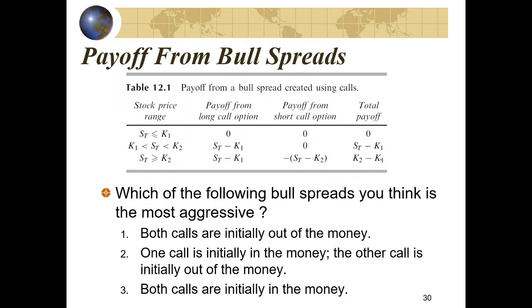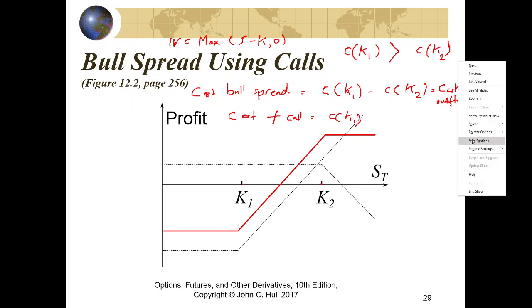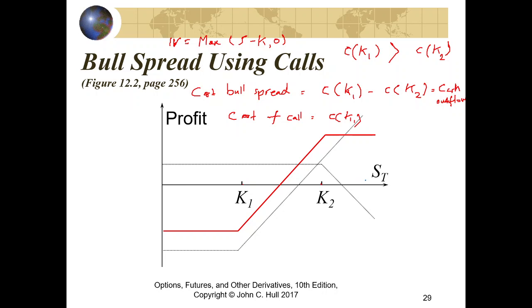Okay. Now, which of the following bull spreads do you think is the most aggressive? Here we have three scenarios: when both calls are initially out of the money, when one call is initially in the money and the other is out, and when both calls are initially in the money. So what we are saying here is, which one do you think is the most aggressive? Is it when we create a bull spread where both options, so let's assume that the stock price was here, which means K1 and K2 are lower than ST, which means that both are in the money? This is an aggressive strategy.